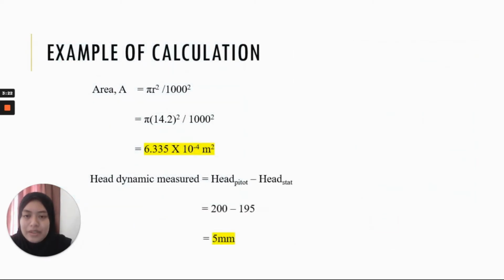This is the example of calculation and it is based on point 1 only. Firstly, we need to calculate the area of each point, which is A equal to pi r square divided by 1000 square. We divide by 1000 square because we need to convert the millimeter to meter. Second, we calculate the head dynamic measured equal to head pitot minus head static. So 200 minus 195 equal to 5 millimeter.